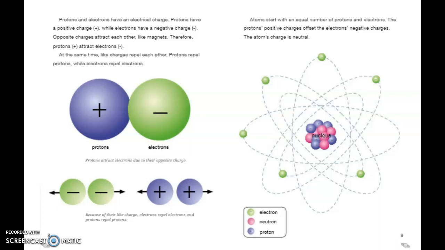Atoms start with an equal number of protons and electrons. The protons' positive charges offset the electrons' negative charges. The atom's charge is neutral.